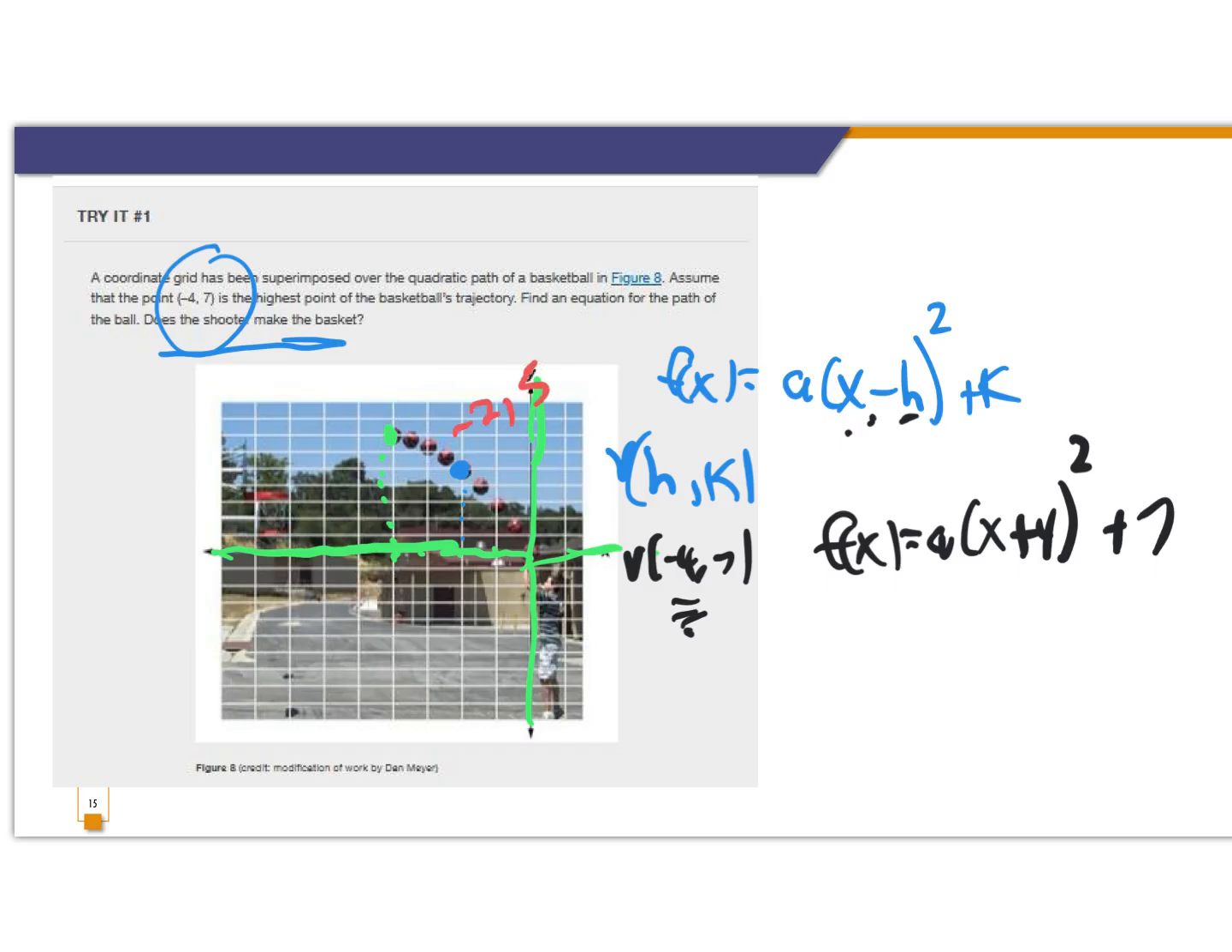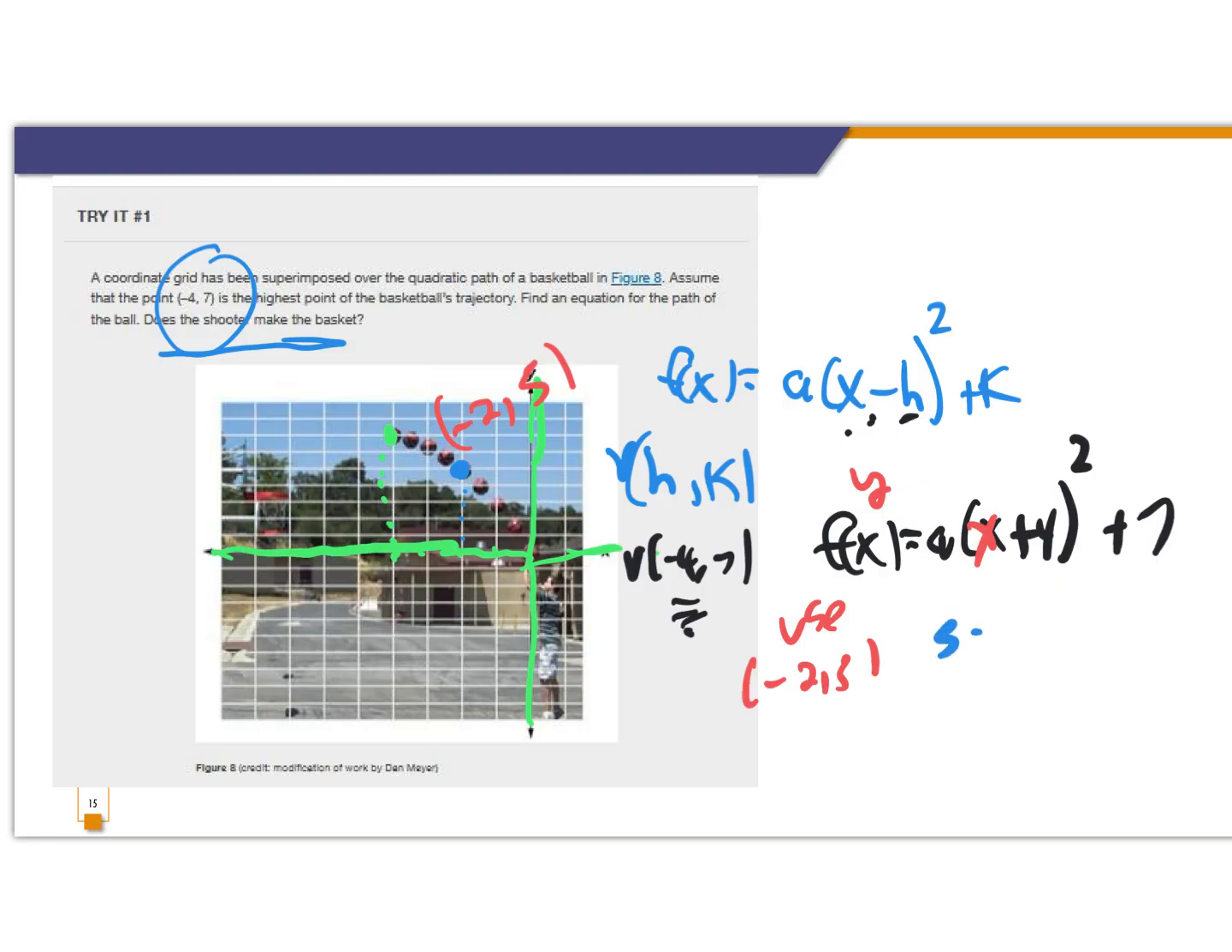Negative 2, 5. I hope I'm right. So I'm using negative 2, 5. I'm going to plug those in as my x and my y. This is my y and this is my x. So I'm going to plug them in.